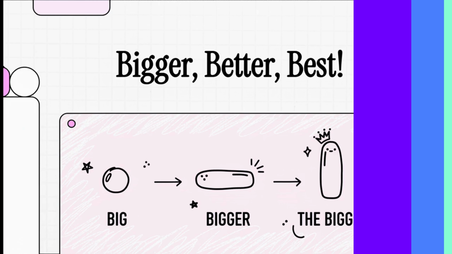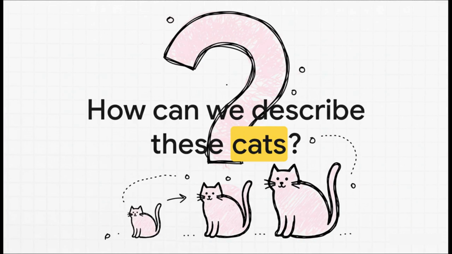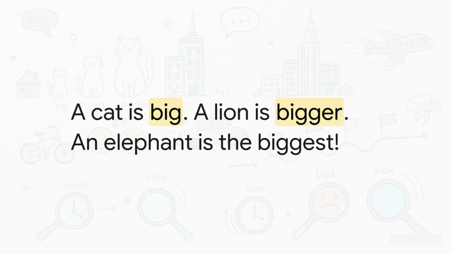Let's jump right in. Okay, to get us started, just take a look at these three animals. We've got a cat, a lion, and an elephant. How would we talk about their different sizes? We definitely need some special words to compare them, right? Exactly. So we could say a cat is big. A lion is definitely bigger than a cat. But the elephant? Whoa, the elephant is the biggest of them all. See what happened there? The word big changed its form. That's pretty much what this whole thing is about.